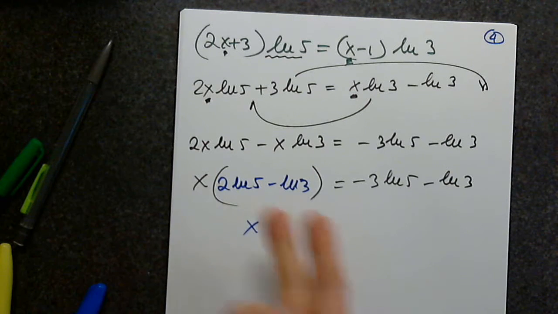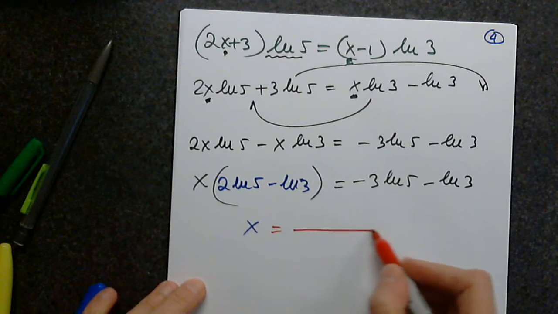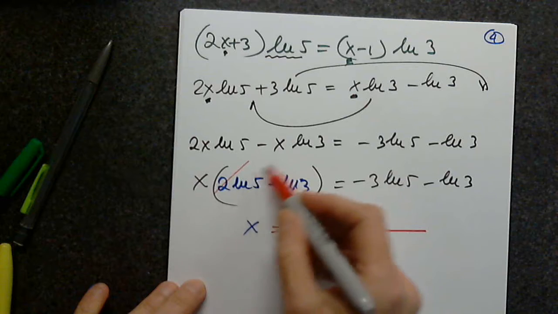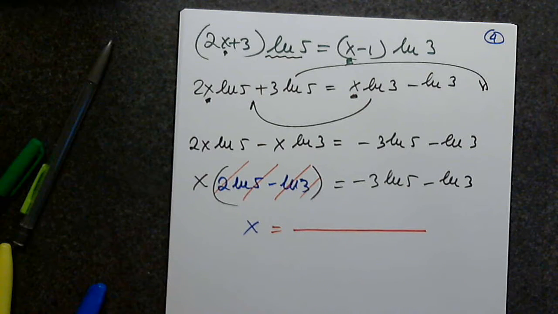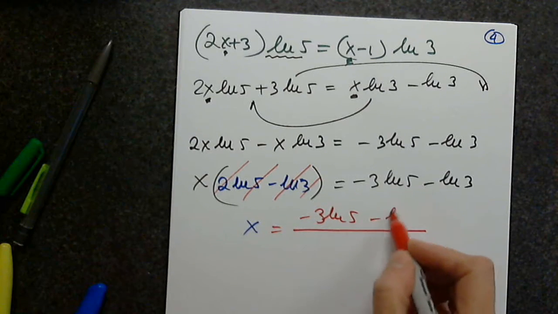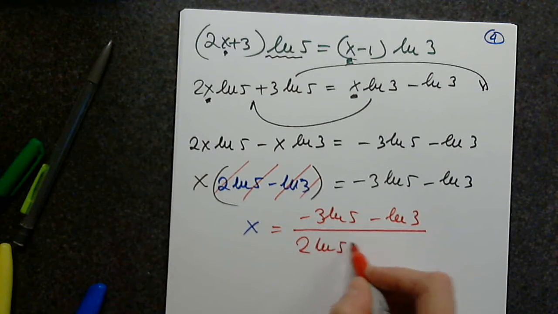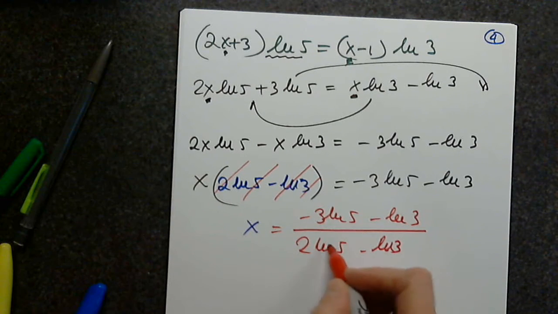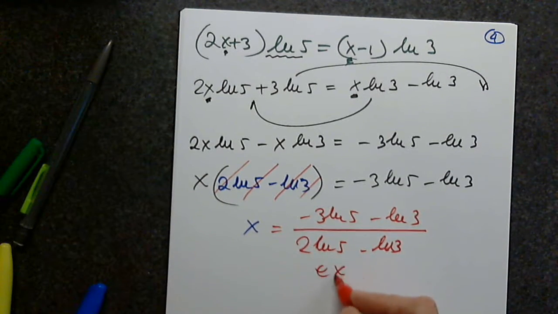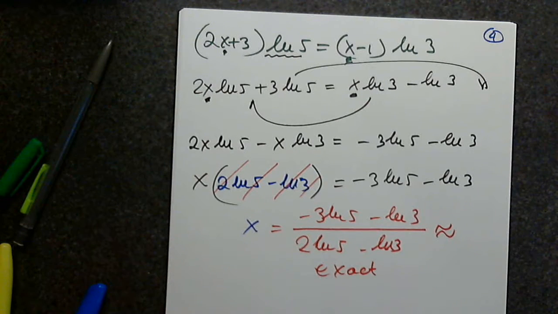Again, do not get intimidated. This is just a number. I will divide both sides by this number that multiplies x. It's a linear equation. This is just a number. Negative 3 natural log 5 minus natural log 3, over 2 natural log 5 minus natural log 3. This is the exact. If you want to approximate, we can do that with a calculator. If it's a word problem, we will need to approximate. If it's an equation, the exact solution is perfect.